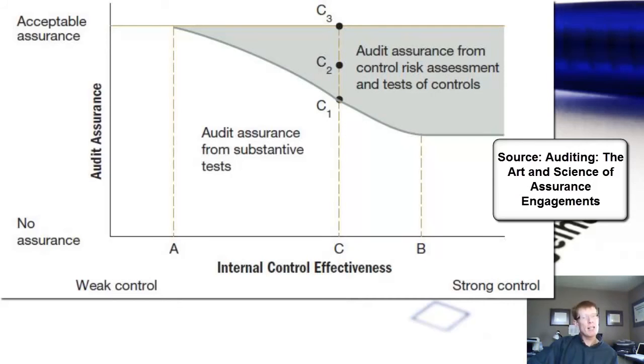Note that the substantive procedures can never be eliminated, nor is there a perfect linear relationship. To the right of the point marked B, substantive work cannot be reduced any further. So you are always going to have to perform some form of substantive work. There's no such thing as a purely controls-based audit, which is why they call that approach a combined approach.